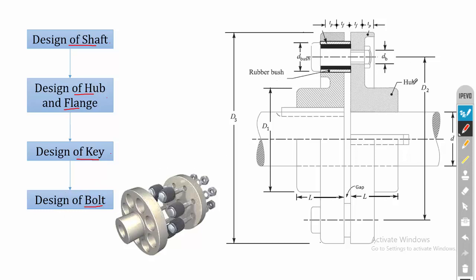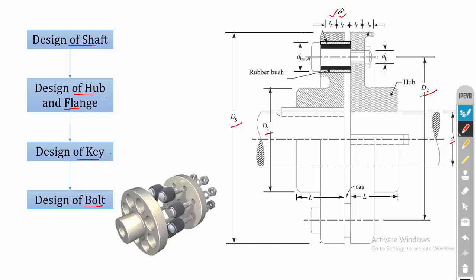Okay, so this is the flexible coupling. Here D is the shaft diameter, D1 is the hub diameter just like the rigid coupling, and D2 is the pitch circle diameter of the bolt, and D3 is the outer diameter. Then TF is the flange thickness and TP is the protected flange thickness just like the rigid flange coupling.